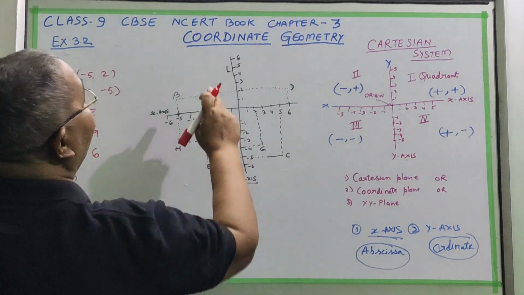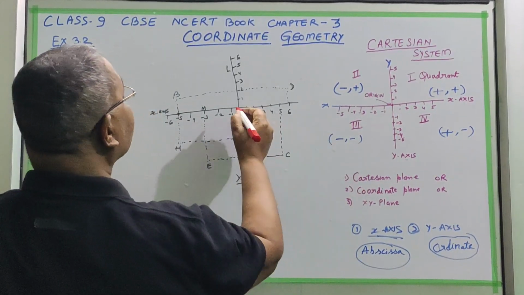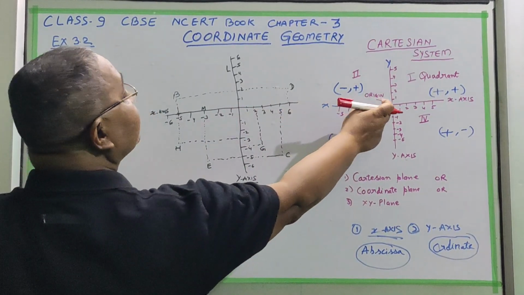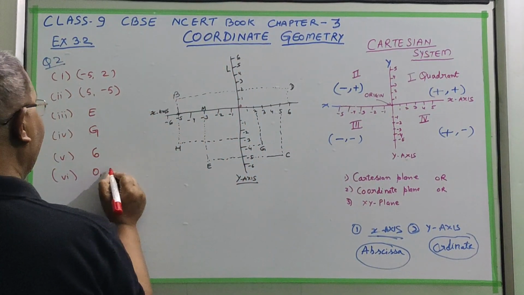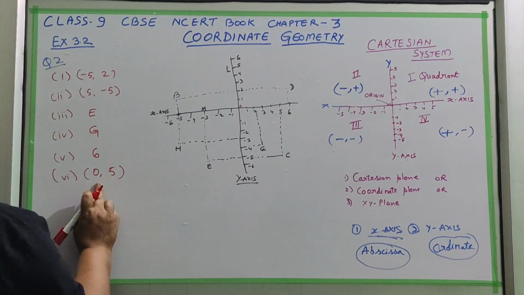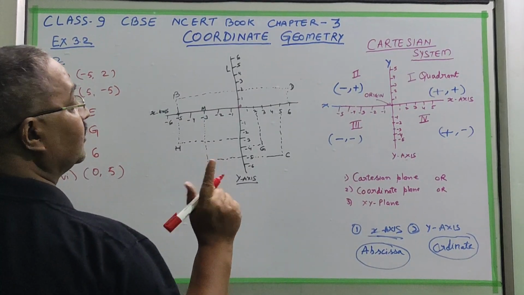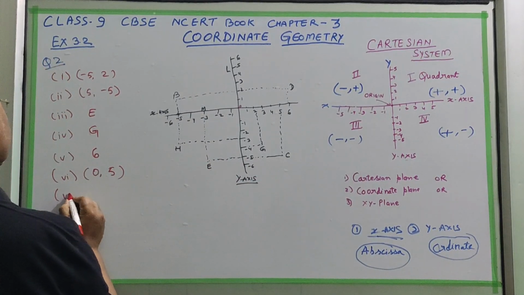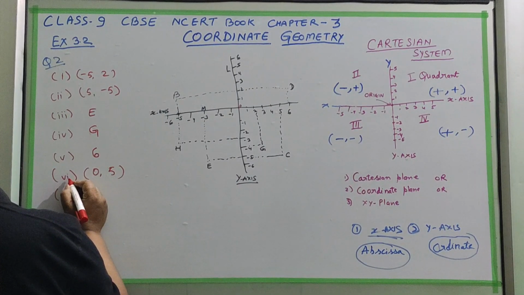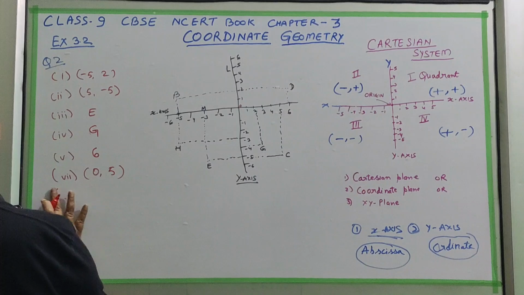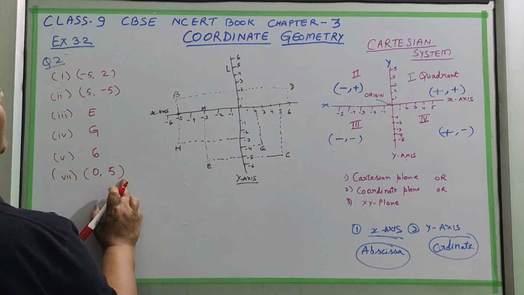The coordinates of point L. Coordinates of point L means you have to tell 2 things. So here it is 0, it is always 0 here. So it will be 0 and +5. First we will write x-axis and then y-axis. Coordinate means two things you have to give. Sorry, this is your 7th number, the coordinate of point L.